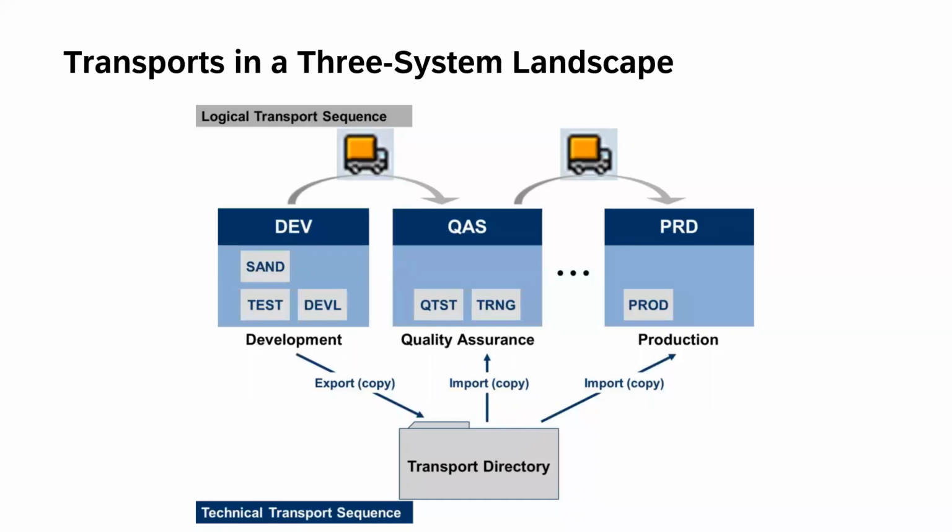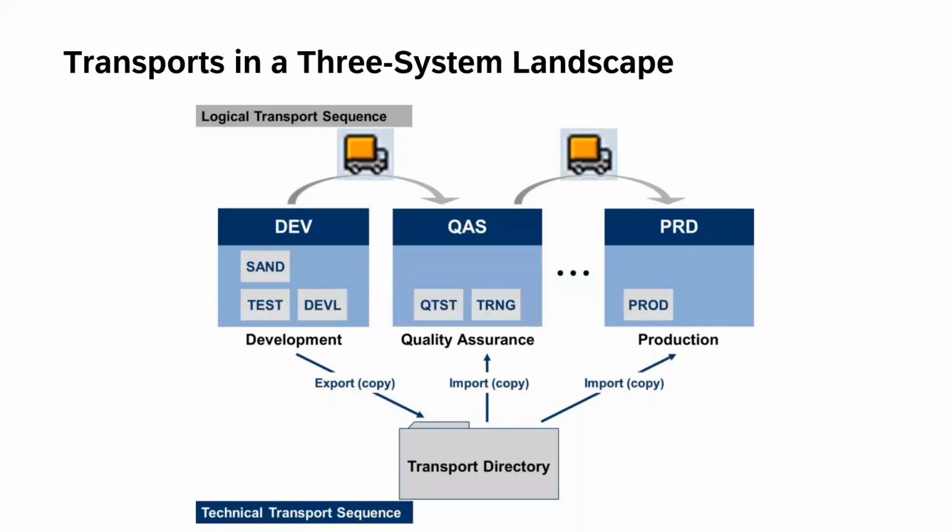Now what happens when you create a TR? When you create a TR, it will create a transport request, and when you release that TR, sorry, not export, when you release the TR, from the development system, from the source system, it will create two files on a shared directory.